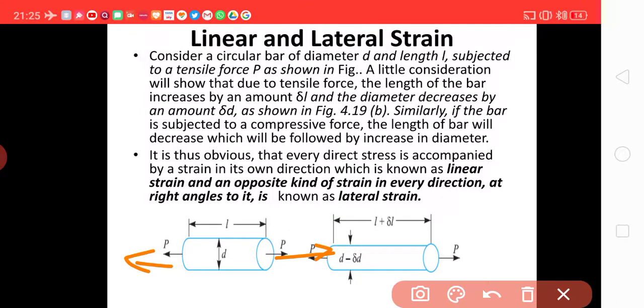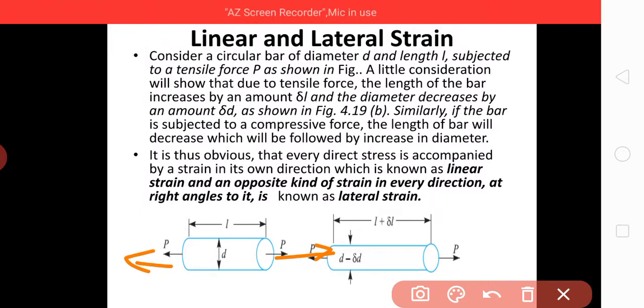So here the linear strain is equal to change in length upon original length, whereas lateral strain is decrease in diameter upon original diameter, or decrease in cross-sectional dimension upon original dimension. This is the lateral strain. So you can read it out now.